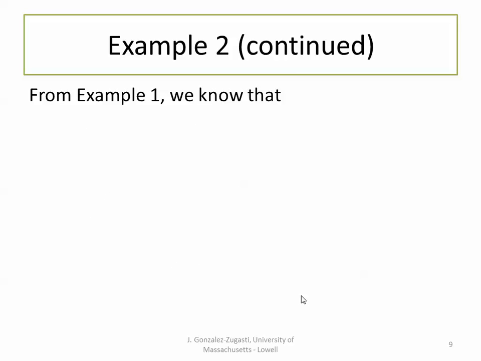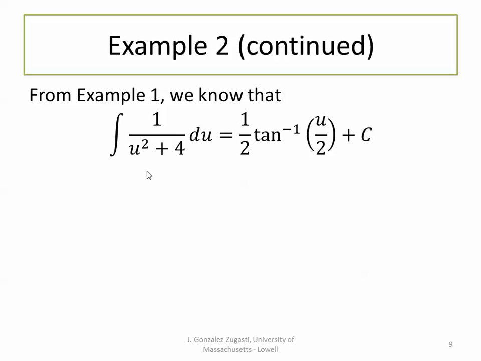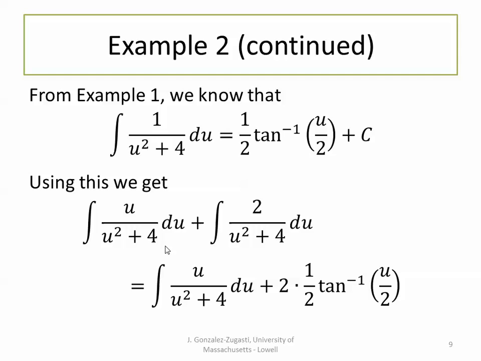Now, the second integral there should look familiar because from example 1, we know that the integral of 1 over u squared plus 4 is equal to 1/2 tangent inverse of u over 2 plus c. So using this, we can get that the integral we had is equal to, well, I'm not going to do anything in my first integral yet, but it's going to be equal to that plus 2 times 1/2 tangent inverse of u over 2.